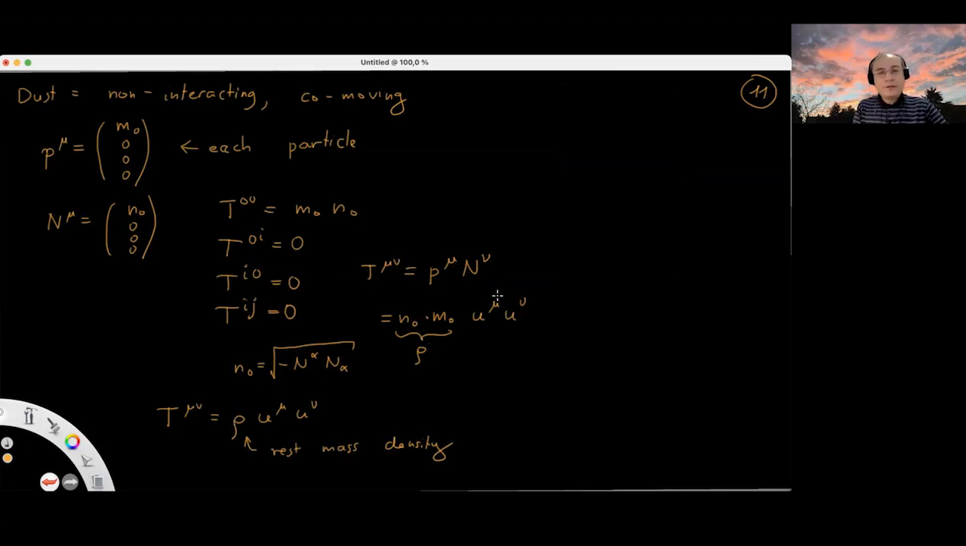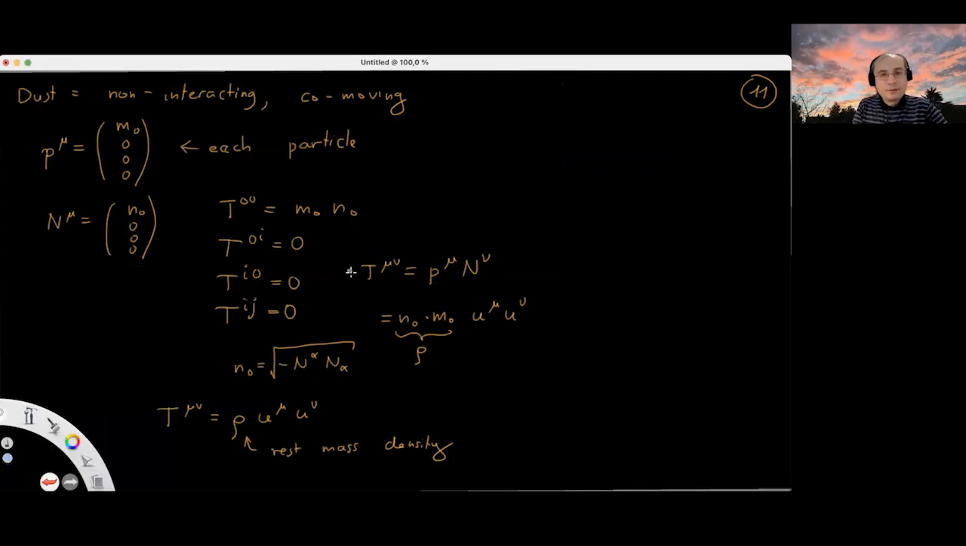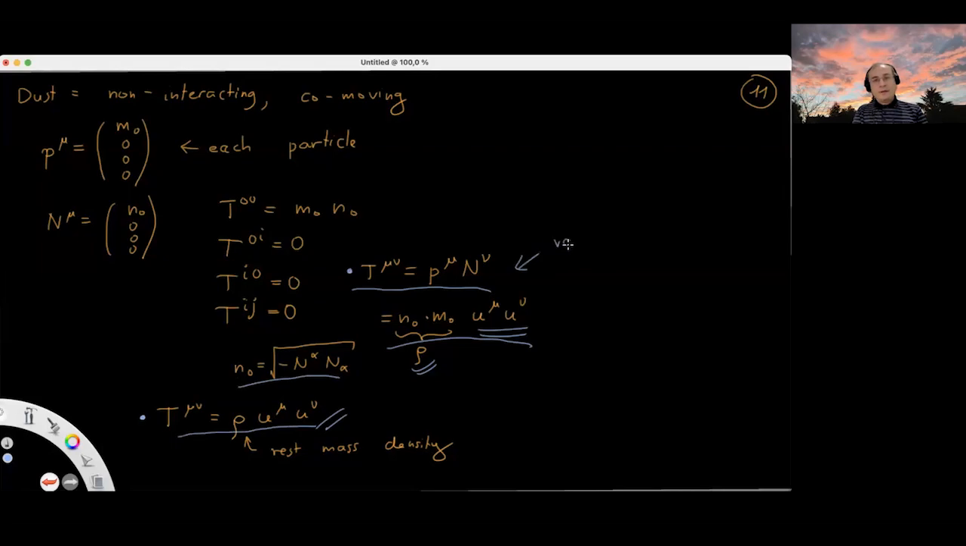Now, we have derived these equations in the comoving frame, but note that these equations have tensorial nature. A tensor is just a product of four vectors, or a product of a scalar and two vectors. And if it is so, then these equations I have written here are valid in any frame.